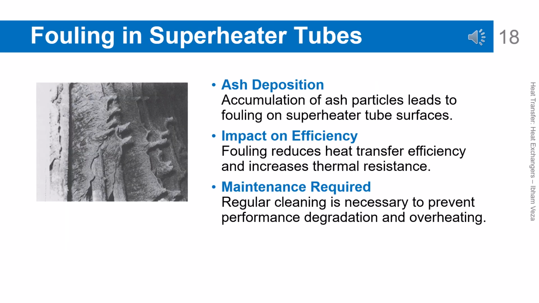Fouling in superheater tubes. Fouling occurs due to the accumulation of particles such as ash on tube surfaces. This layer adds thermal resistance and reduces heat transfer effectiveness. If not controlled, fouling can cause overheating and performance degradation. Therefore, regular cleaning and maintenance are necessary. This fouling concept must always be considered in long-term heat exchanger design.